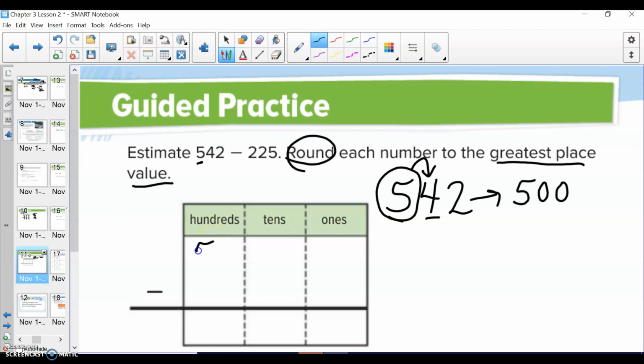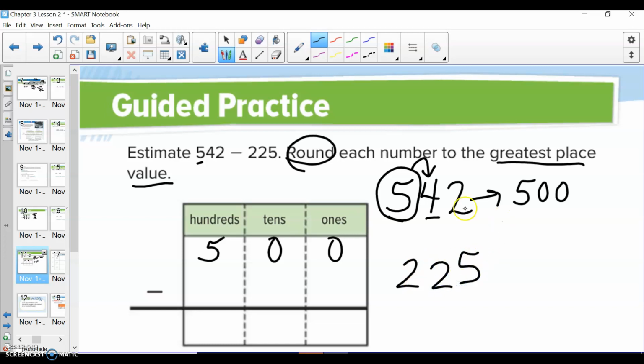So I'm going to go ahead and write that number here. Whoops, I almost put both of my digits in the same place value. We can't do that. Let's erase that. Here we go. 500 for 500. Now we have to round our bottom number.